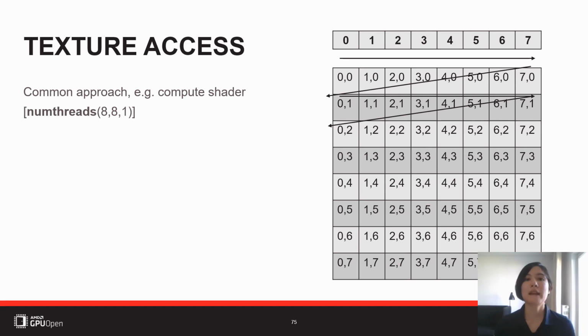Again, let's recap. If we issue a compute shader, the thread indices are laid out in a row-major pattern. What we usually see is a thread group of size 8 by 8, and then the indices which come from the threads are directly used in accessing the texture.